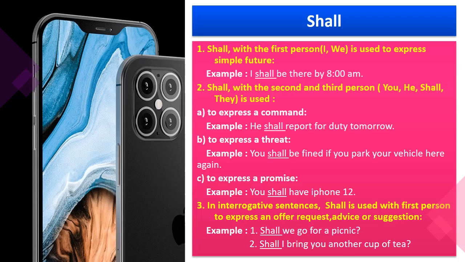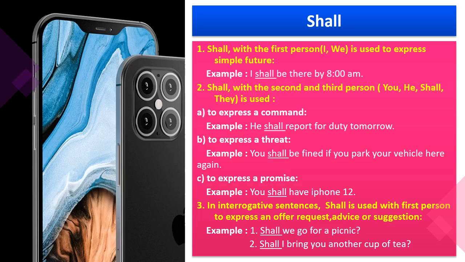Now students, next modal verb is shall. Shall with the first person, that is I or we, is used to express simple future. For example, I shall be there by 8 a.m. So this you have learnt in future tense also. Number 2, shall when used with second and third person, that is you, he, she, they, it is used to express command.